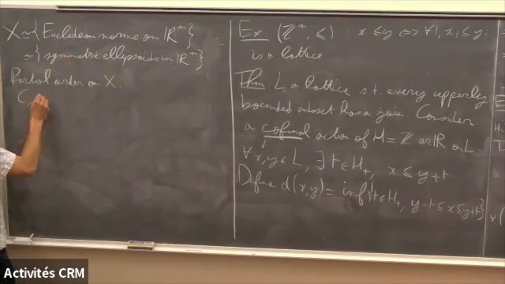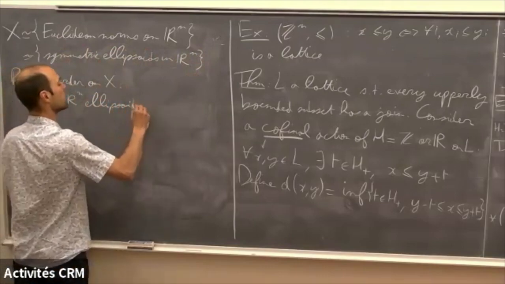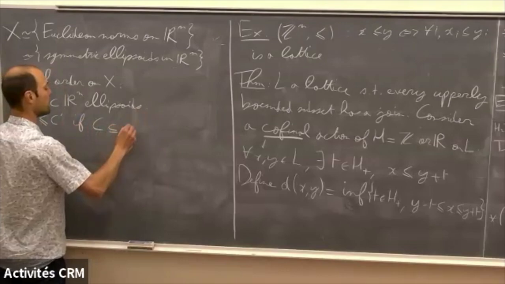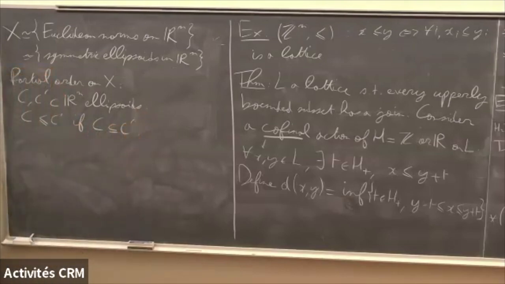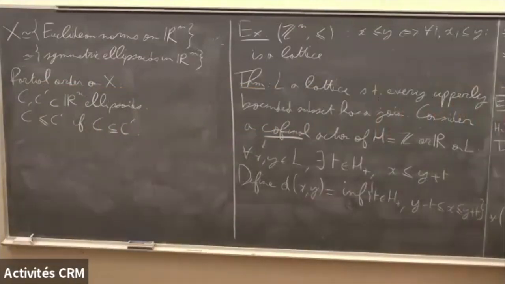Say if C and C prime in Rn are ellipsoids, we can say that C is less than C prime if C is contained in C prime. And if you consider these ellipsoids as unit balls of norms, it corresponds to this norm being larger than this norm. It goes the other way. So there's a natural order relation. Is it a lattice? What do you think? Take the set of all ellipses in the plane. Is it a lattice? We're not so sure.